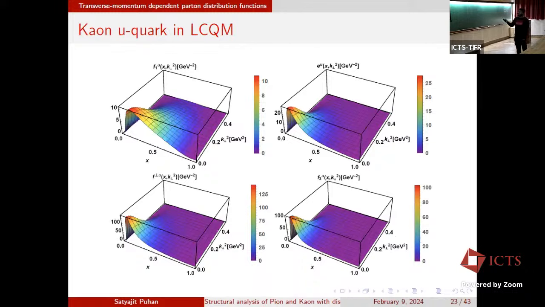This is kaon u quark. In the case of kaon, there are two quarks, u quark and s quark. The u quark carries less quark mass, while the s quark carries more quark mass than the u quark. Due to this, the distribution shifts towards the lower x value.